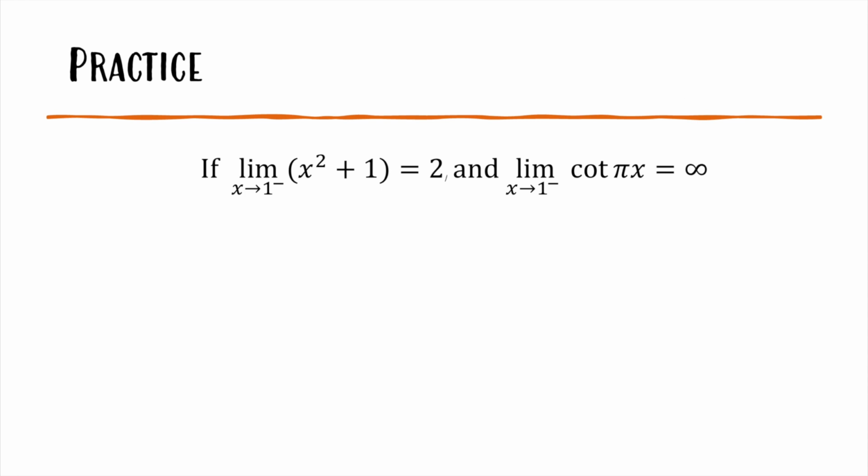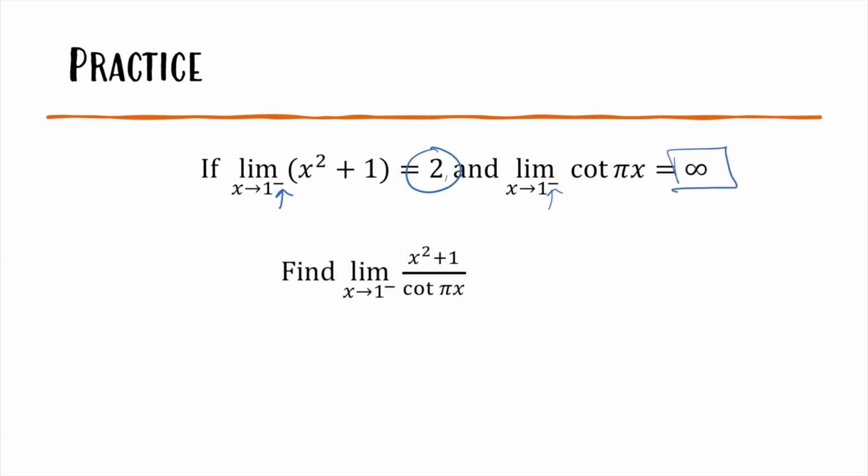We've got the limit as x approaches 1 from the left of each of these functions. x squared plus 1 goes to 2, cotangent pi x goes to infinity. So what happens if you take the limit of x squared plus 1 over cotangent of pi x? That's 2 over infinity. The bottom's growing really big, so that's going to 0.